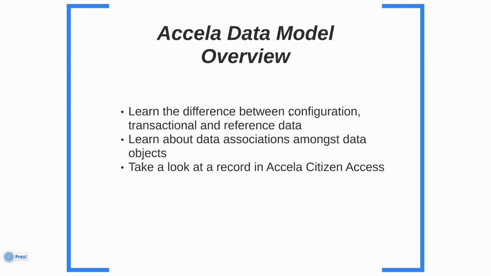In this session, we're going to take a look at the Accela data model. Some of the key objectives we're going to take a look at today is we're going to learn the difference between configuration, transactional, and reference data. We're going to learn about some of the data association amongst data objects within the data model. And lastly, we're going to take a look at a record in Accela Citizen Access and compare how it relates to what we've just learned.